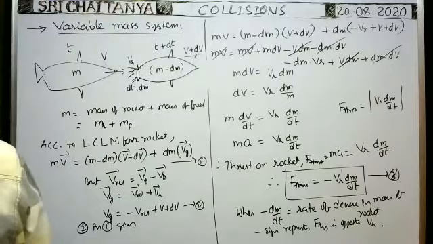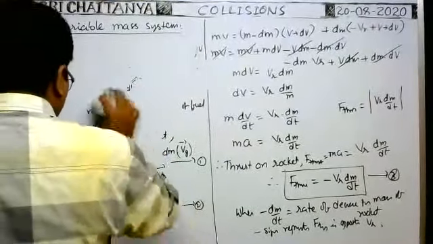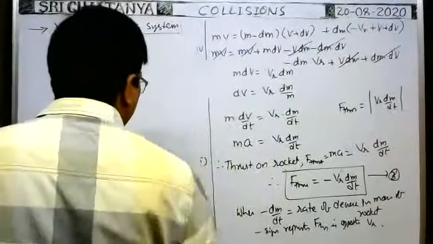Okay, now what is the velocity of the rocket at any instant of time? We have to derive the formula for that. Velocity of the rocket at any instant of time.